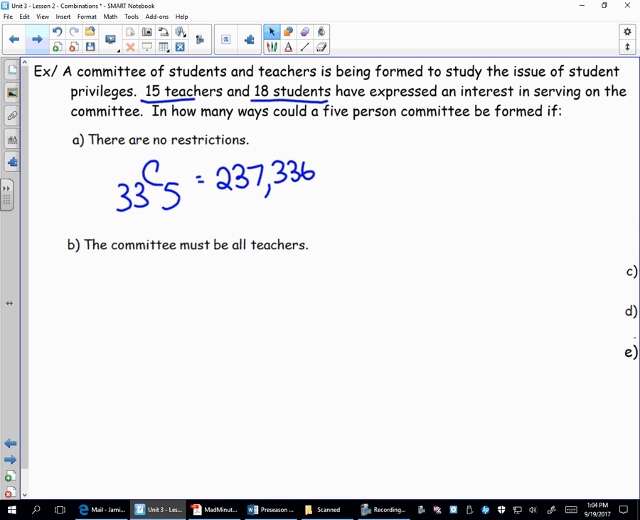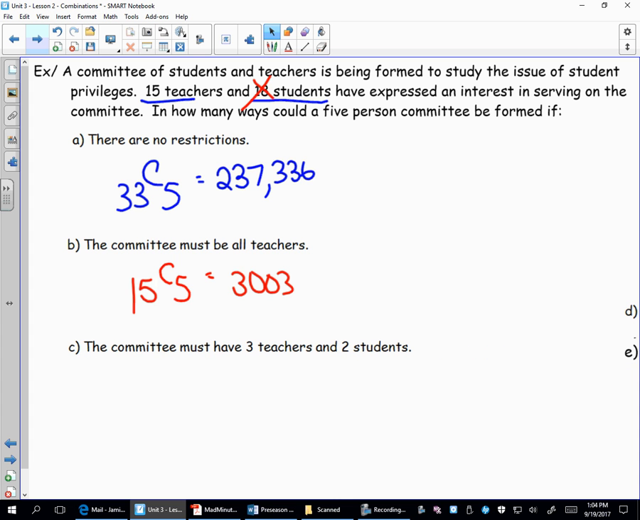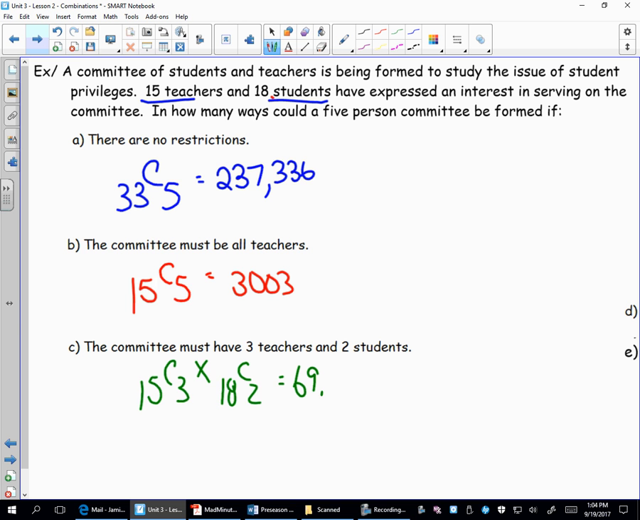Okay. What about part B? The committee must be all teachers. Well, they can't choose from the students anymore. I'm only choosing from the teachers. There's 15 of them, and I need 5 of them. If we try that, we get 3,003. Part C: the committee must have 3 teachers and 2 students. Of my teachers, I have 15. I need to choose 3 of them, and I'm multiplying here. Students, there's 18, and I need 2 of those. And we should end up with 69,615. And these hopefully seem pretty standard so far.